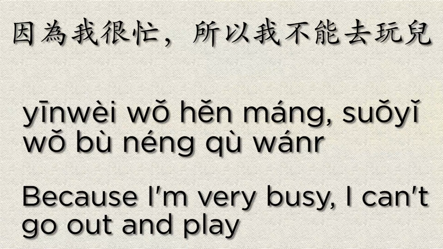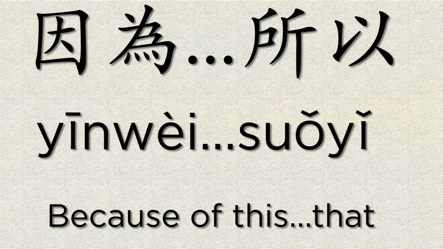The sentence 因为我很忙，所以我不能去玩. So Ben just said, because I'm very busy, I can't go out and play. Now, this sentence is the opposite way around to the way you'd say it in English. Because in English, you'd normally go, oh, I can't go out and play because I'm really busy. But in Chinese, you give the reason first and then the consequences afterwards. So it's a very useful sentence. 因为 something, 所以 something else.